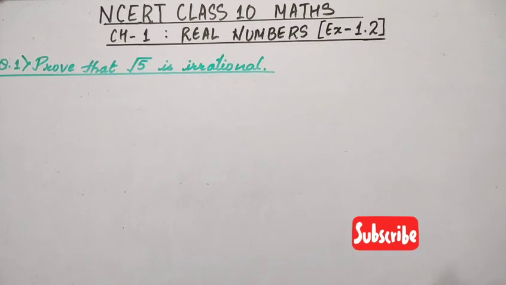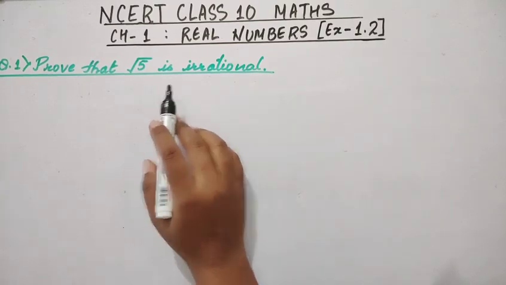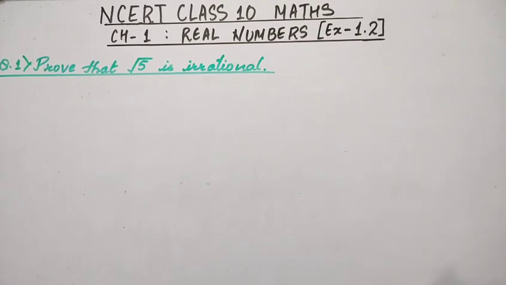Let's start. We have question number 1 over here. Prove that root 5 is irrational. To do that, first we will assume root 5 to be a rational number.